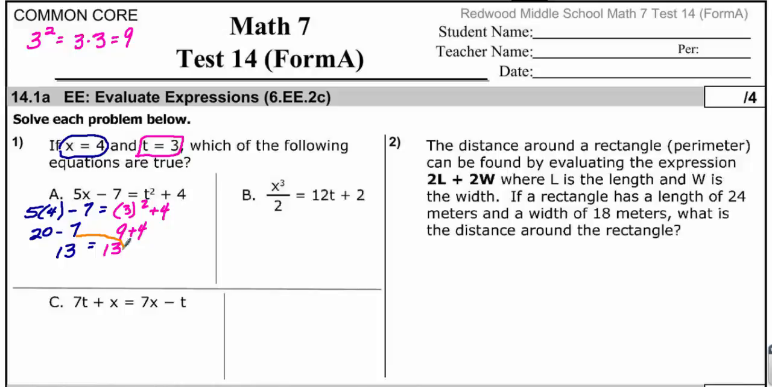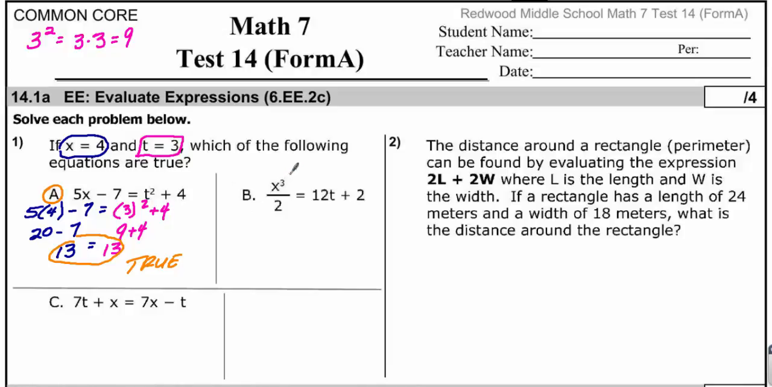And since our final is that it's 13 and 13, we circle A. We know this is a true statement. 5x minus 7 equals t squared plus 4 when x is 4 and t is 3. That's the way we think about that. All right, on to the next problem.